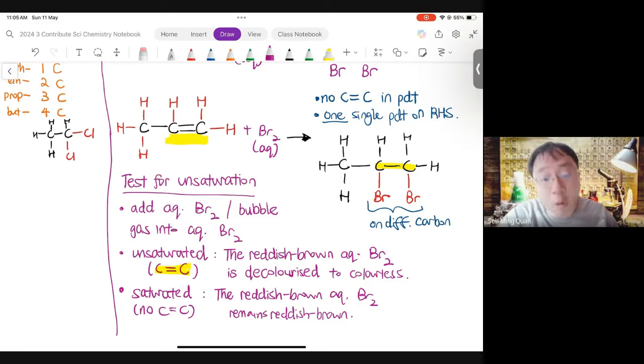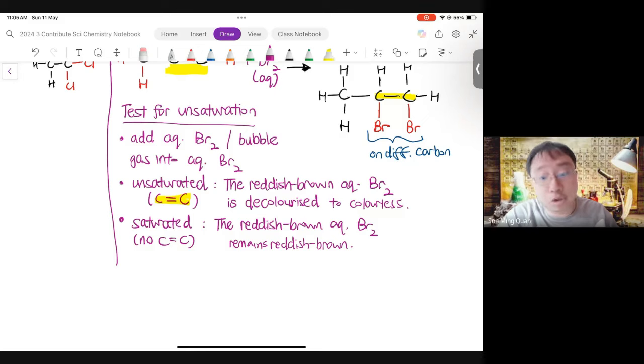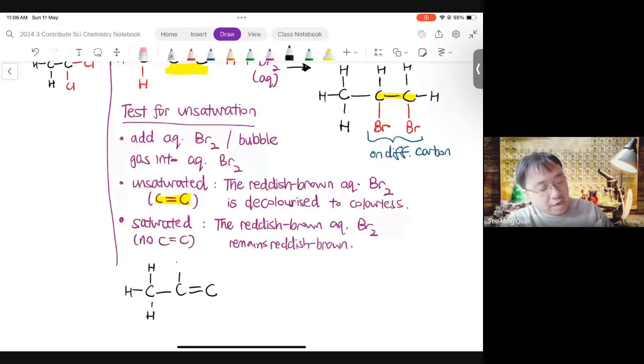Now, besides bromine, what else could you add to an alkene? It's still addition, but why must you add Br2 only, right? So how about another addition reaction? So I'm going to quickly draw this alkene. So again, only one carbon-carbon double bond.